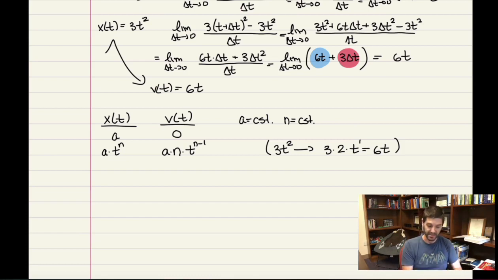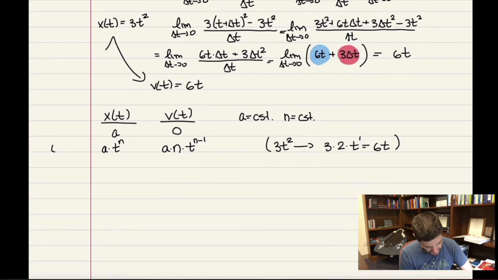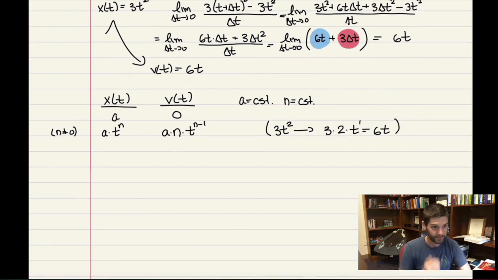So the power goes down by 1. With derivatives, the power typically goes down by 1 every time you take the derivative. The only exception is that this assumes that n is not equal to 0, though it still kind of works when n equals 0 too. Because when n equals 0, that's just a constant. Then the function is not a t to the n, it's just a, which we saw above. There is no slope, the derivative is 0. So that's the polynomial rule for derivatives.